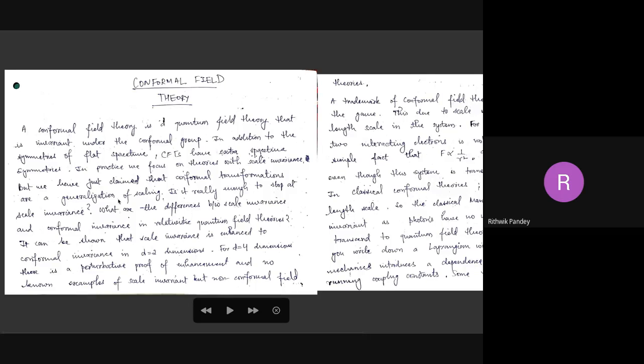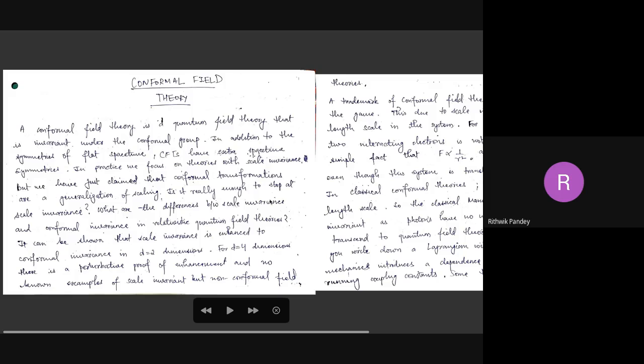So what are the differences between scale invariant and conformal invariant relativistic quantum field theories? I don't have the proof of this statement, but it can be shown that scale invariance is enhanced to conformal invariance for d equal to 2 dimensions, and for d equal to 4 dimensions there is a perturbative proof of enhancement, and there are no known examples of scale invariant but non-conformal field theories. So from now on, I will be using the terms conformally invariant and scale invariant interchangeably.